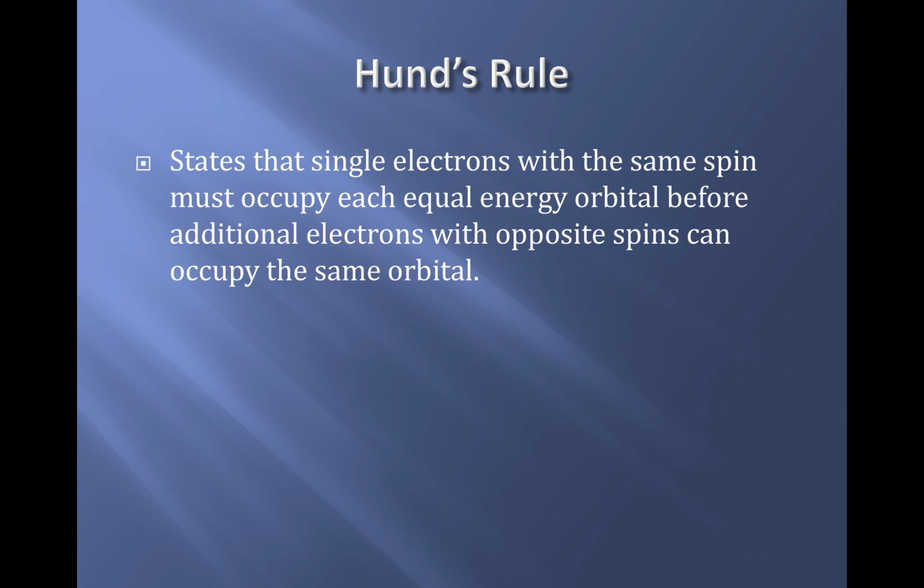And then the third rule is Hund's rule. And it says that electrons are going to spread out before they share a space. So think about going on a road trip with your friends, and there's 3 of your friends, and you're the driver. Nobody's going to cram themselves in the back seat when shotgun is available. And that's basically what Hund's rule says, is they want to spread out before they share a space.